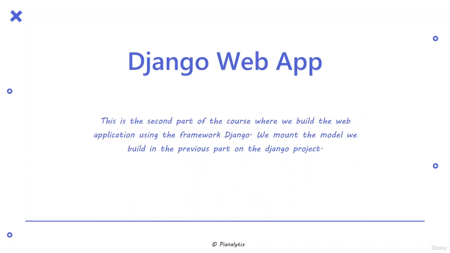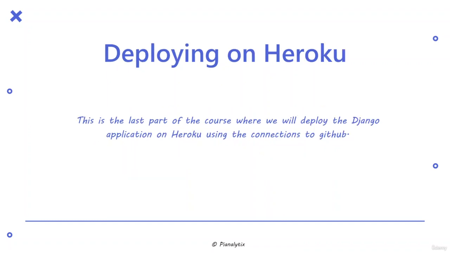So the next, or the second part, will be the Django web app. This is the second part of the project, where we will build the web application using the framework Django. We will mount the model we have built in the previous part on the Django project here. Last is deploying on Heroku. This is the last part of the course, where we will deploy the Django application on Heroku using the connections to GitHub.